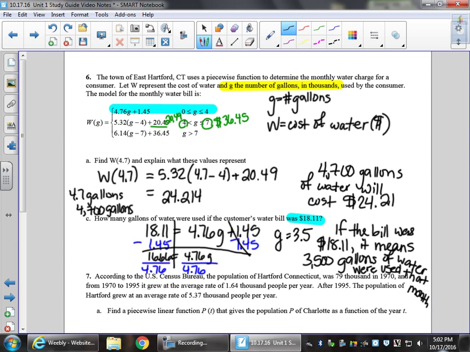It's a lot of water, but it's a big building. So if the bill was $18.11, it means 3,500 gallons of water was used. Was makes more sense. Was used. Who knows? Was or were? I don't. We'll go with was. Was used that month.